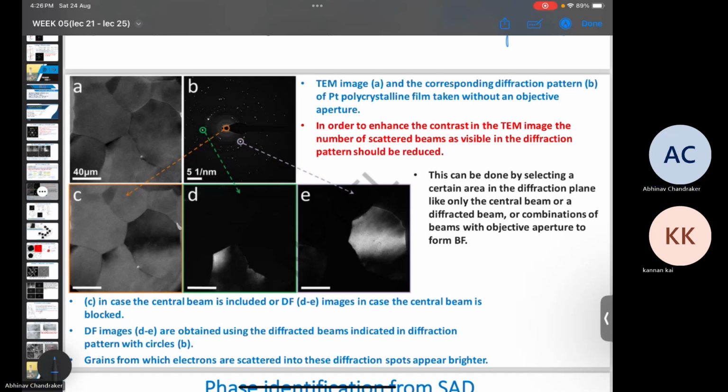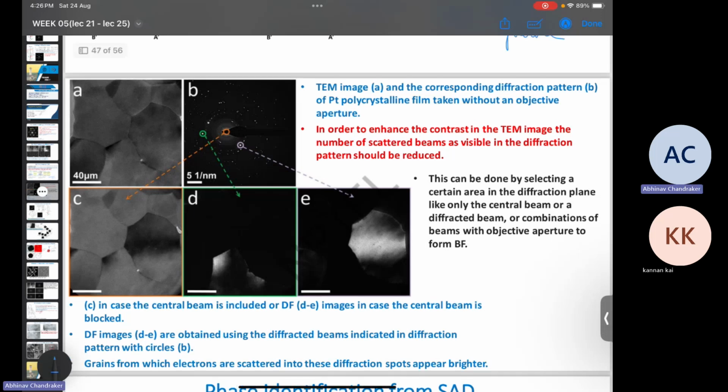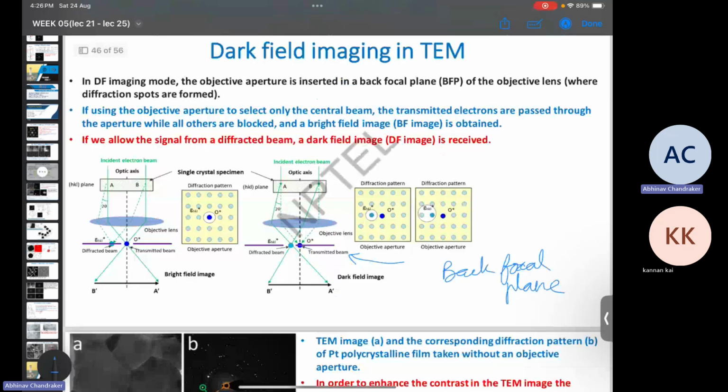Now, I hope this is clear, the arrangement of the aperture.